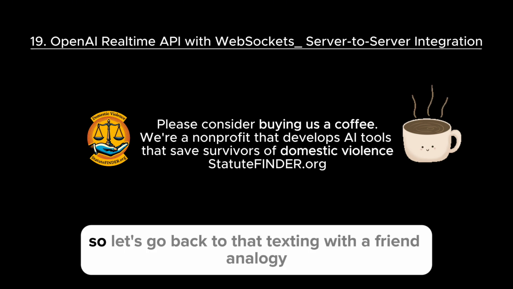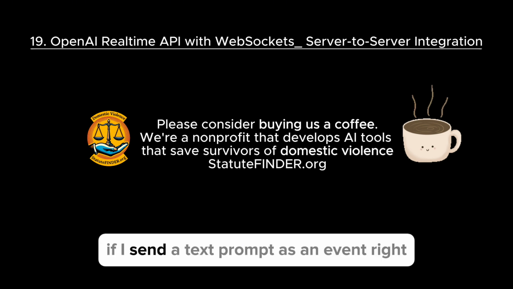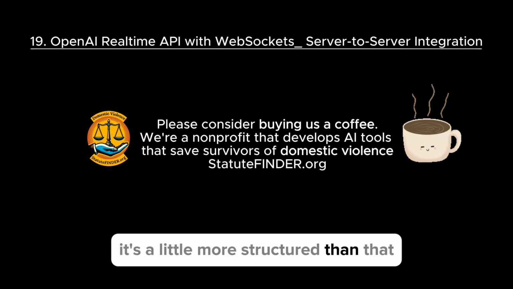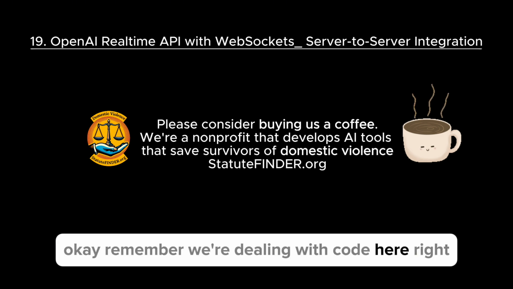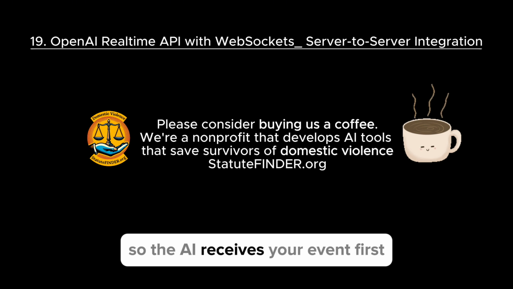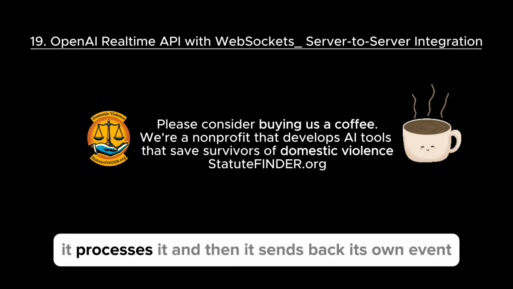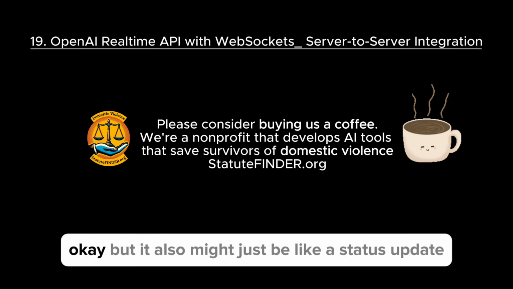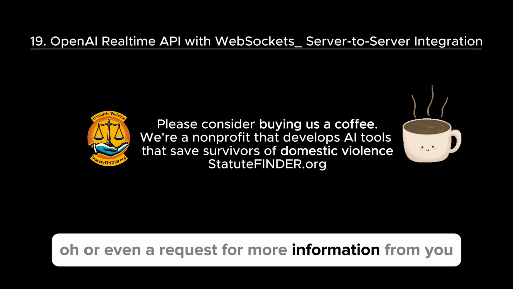Good idea. Okay, so let's go back to that texting with a friend analogy. If I send a text prompt as an event, what happens next? Does the AI just immediately text back with a response? It's a little more structured than that. Remember, we're dealing with code here. So the AI receives your event first, it processes it, and then it sends back its own event. That event might contain the response you're looking for, but it also might just be a status update, or even a request for more information from you.